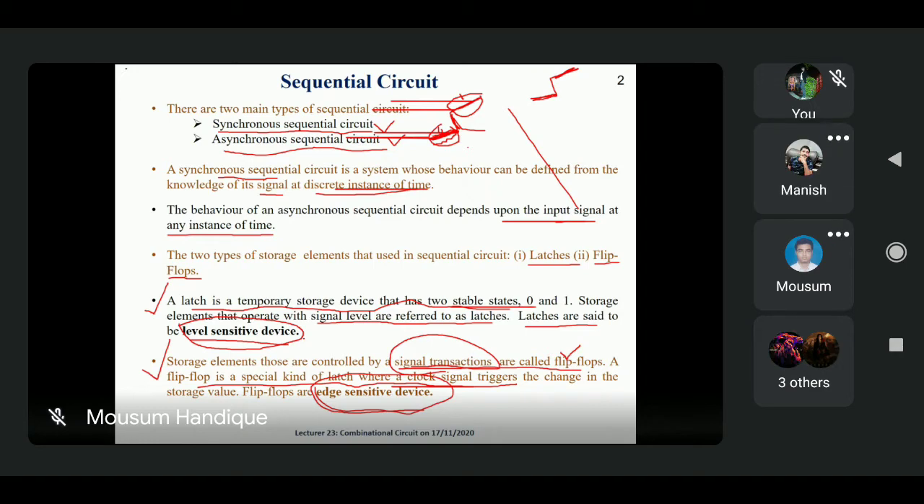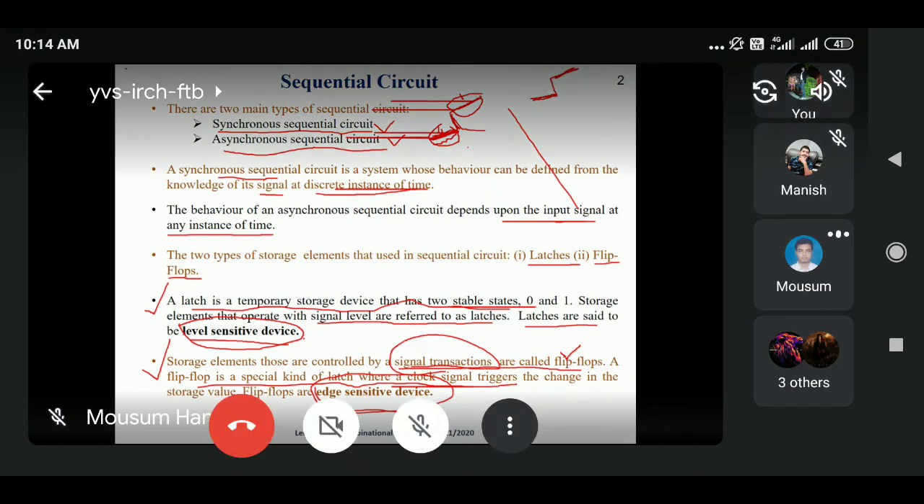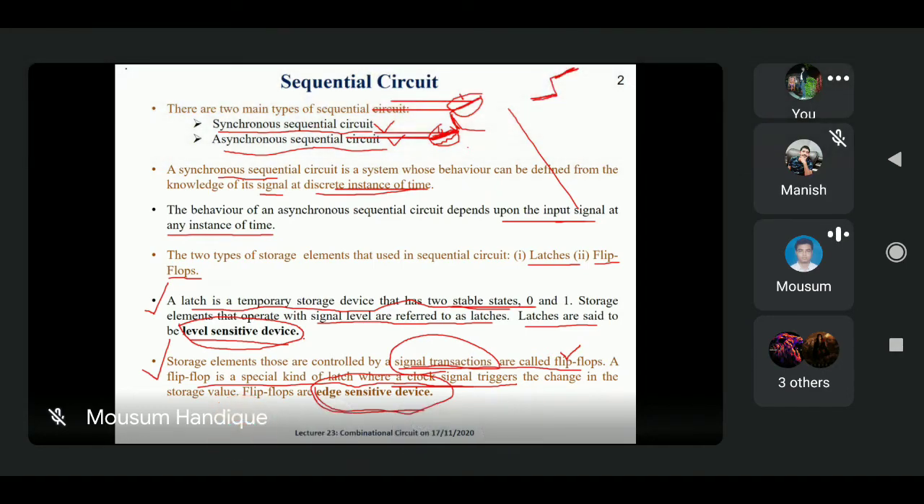Yes, sir. Okay. So someone is asking you why latches are level sensitive. So this is your answer. And someone is asking you why a flip-flop is edge sensitive. So this is the answer. But remember, a flip-flop is also a latch, but it is a special kind of latch.